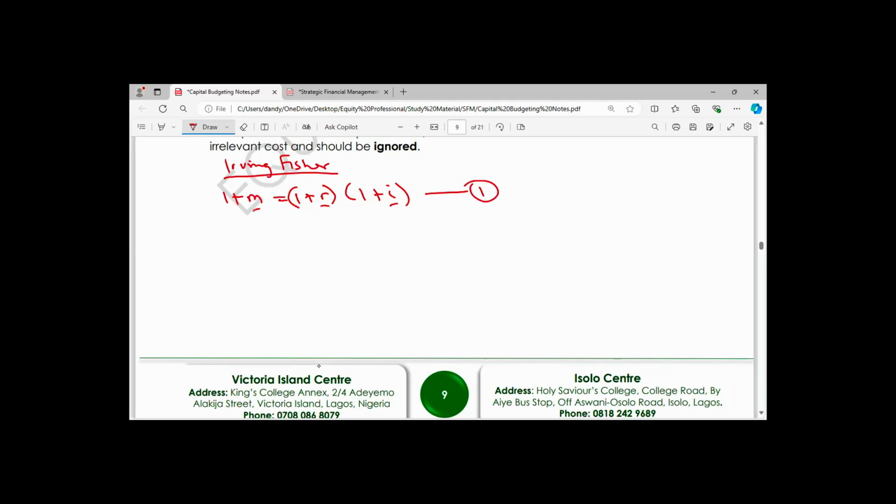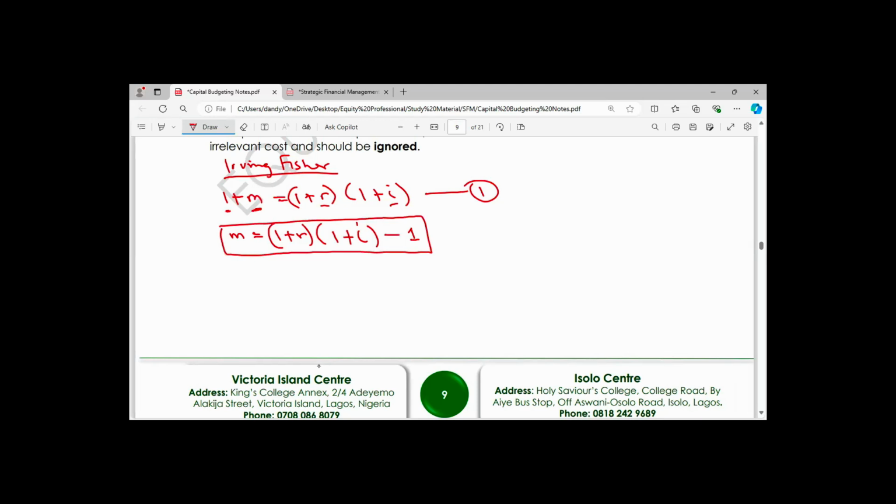With this formula, you can calculate money cost of capital. If I want to make M the subject of the formula, all I need to do is to say M equals 1 plus R multiplied by 1 plus general inflation rate. The 1 that is standing behind the M will then move to the other side, which is minus 1. So when I want to calculate money cost of capital, this is the formula you are expected to use.